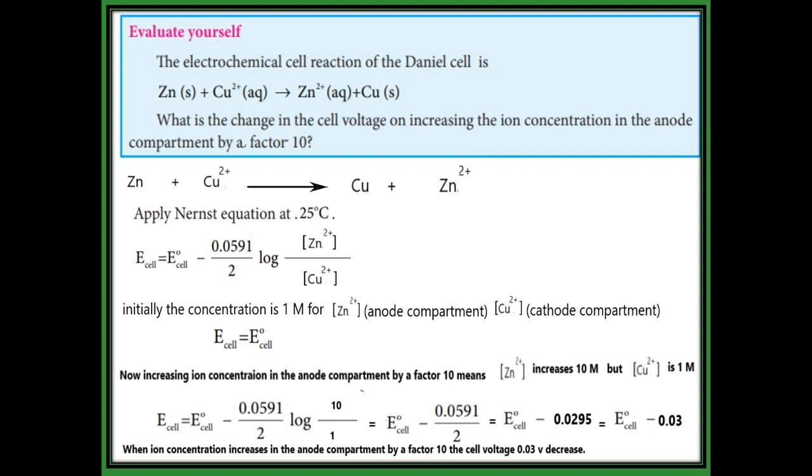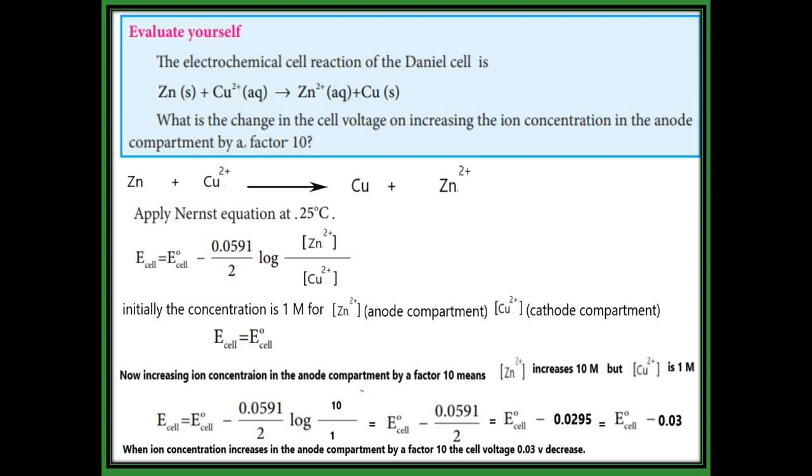The electrochemical cell reaction of the Daniell cell is given as zinc plus Cu2+ aqueous solution gives Zn2+ aqueous plus copper in the solid state. Now applying the Nernst equation, what are all in the solid state? Zinc and copper are solid, so leave those out because the concentration value of a solid is 1. Then the Nernst equation: E cell is equal to E naught cell minus 0.0591 divided by 2 log, in the numerator we put the product concentration, and in the denominator the reactant concentration.